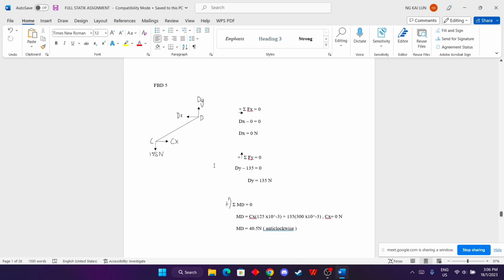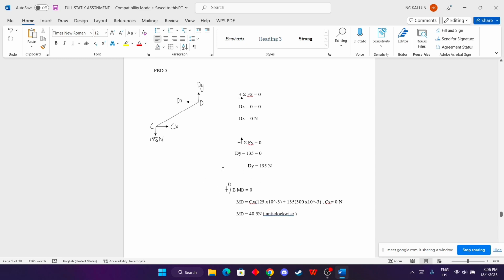In FBD5 we derive the moment. Force X, which is Fx equal to 0, and then we take the Dx here at the point D minus 0 equal to 0, and then we got Dx equal to 0. And then we take the force Y. You can look at the FBD, Fy equal to 0, and then we take Dy here, negative Dy minus 135 equal to 0, and then we got the last answer, Dy 135 Newton.